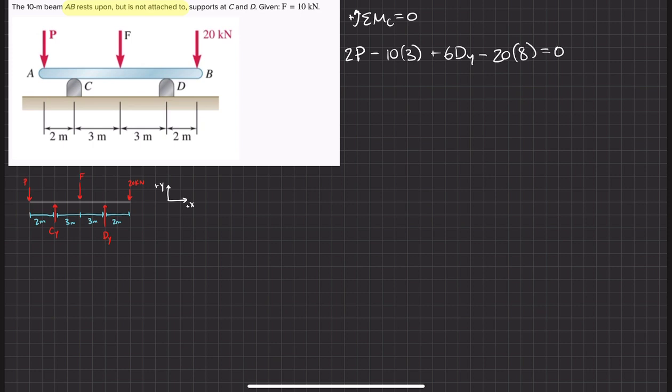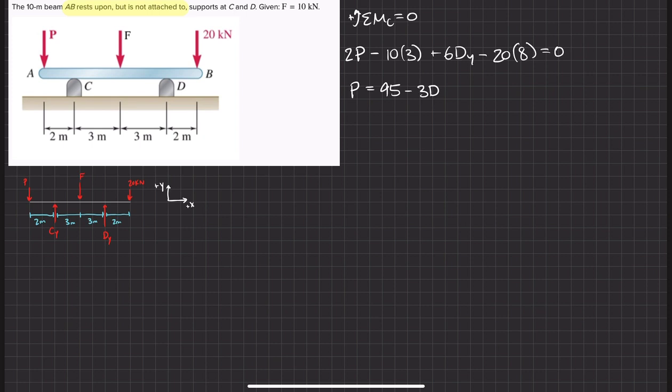Now, simplifying this equation, we see that we have 2 unknowns, but we can solve for P, and we'll get P equals 95 minus 3D. And I did that by just rearranging the equation and solving for P. So now that we have an equation for P in terms of our unknown D, we want to know when the beam is in equilibrium.